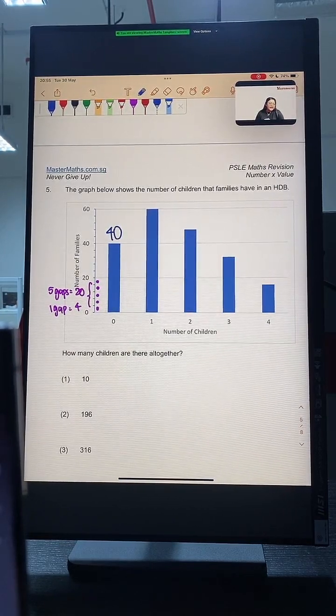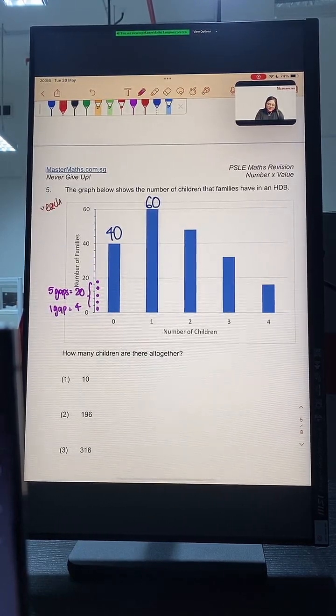So all the uncles and aunties, and probably their pets, okay? No children here. So 40 families have 0 children. And then we have 60 families having only 1 child. Okay, 60 families, only 1 child for each of them. Notice the way I'm saying it: 60 families have 1 child each. Keyword again, each. And then we have what is this? Let's take a look. Zoom.